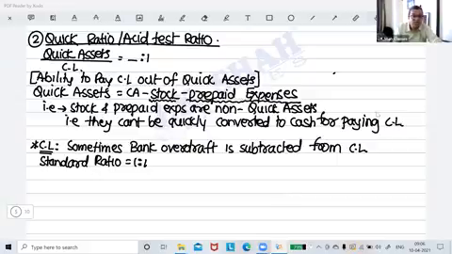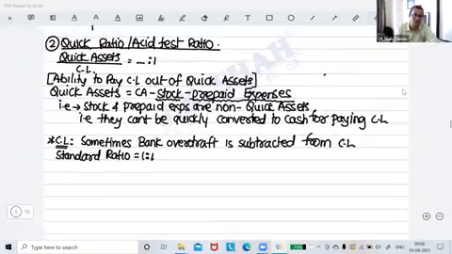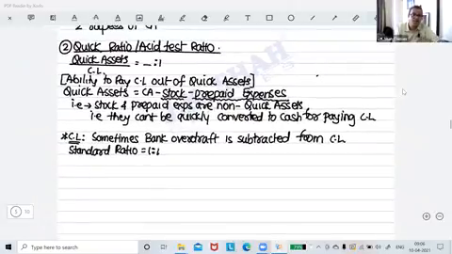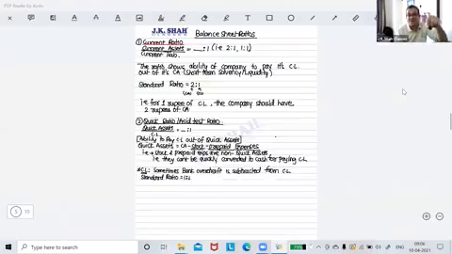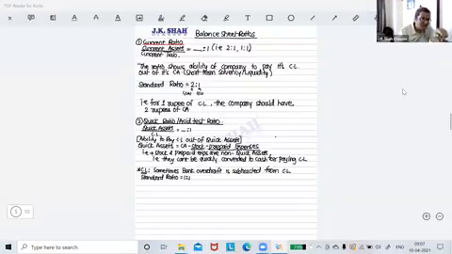What is the reason? If bank overdraft is there in the current liability, it depends whether it's going to be quick or non-quick. If it is not to be paid immediately, it is non-quick. If it becomes payable immediately, then it is a quick liability, so it will stand there automatically. What we generally assume is that it is not to be paid immediately, so we subtract it.